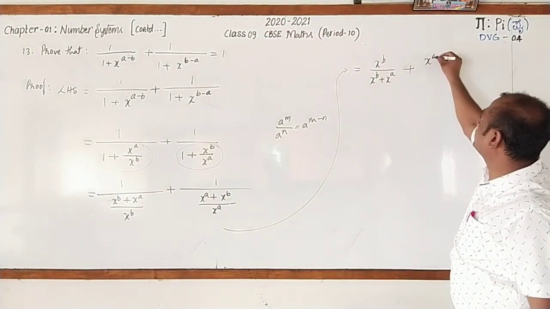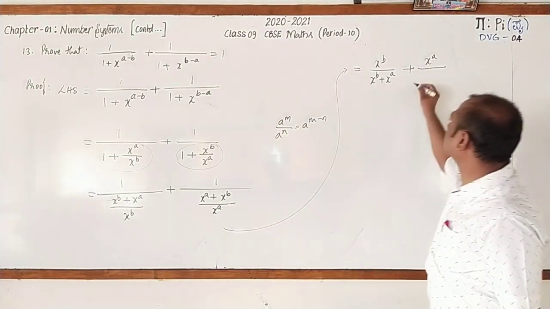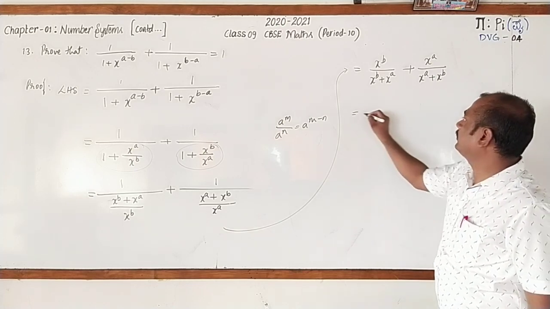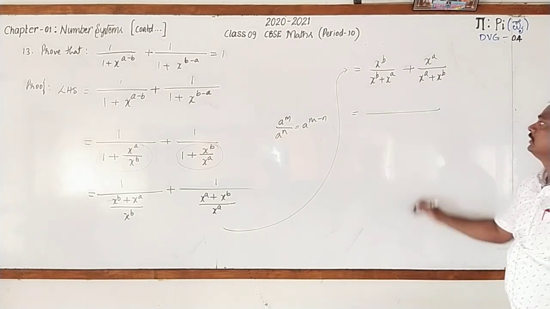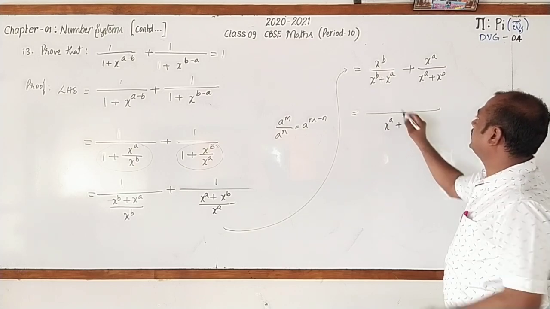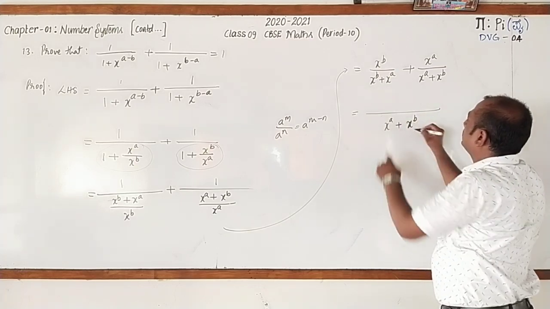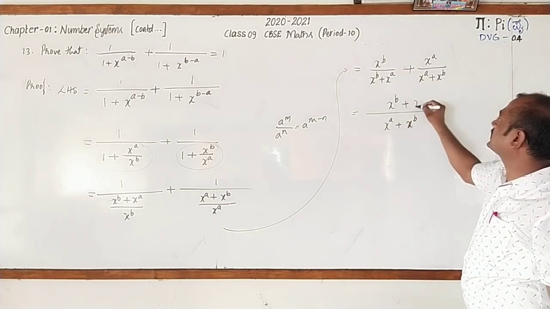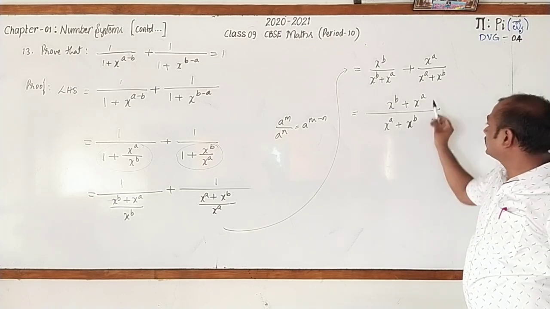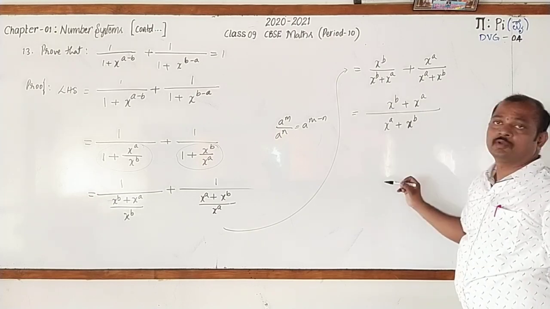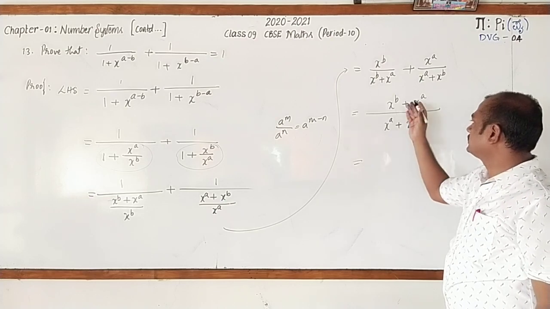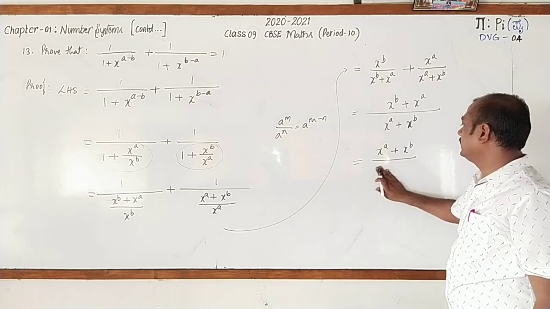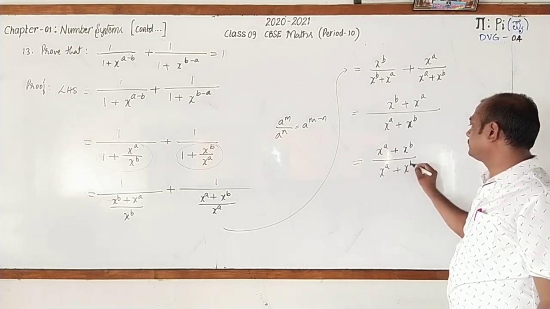It is x raised to the power a by x raised to the power a plus x raised to the power b. Now you take the LCM of this denominator. This will be x raised to the power a plus x raised to the power b. Same terms are there. Numerator, x raised to the power b plus x raised to the power a. You cannot cancel like this. Got it? Numerator terms, same, x raised to the power a plus x raised to the power b. Denominator terms, x raised to the power a plus x raised to the power b.